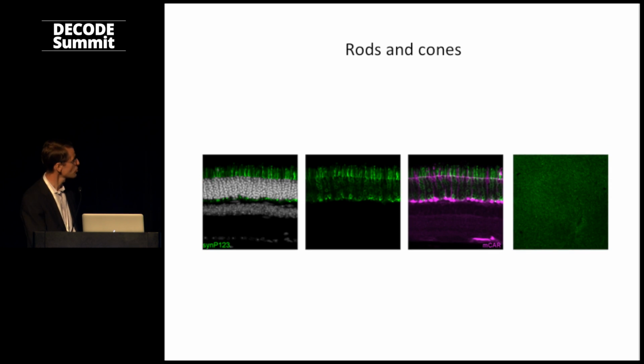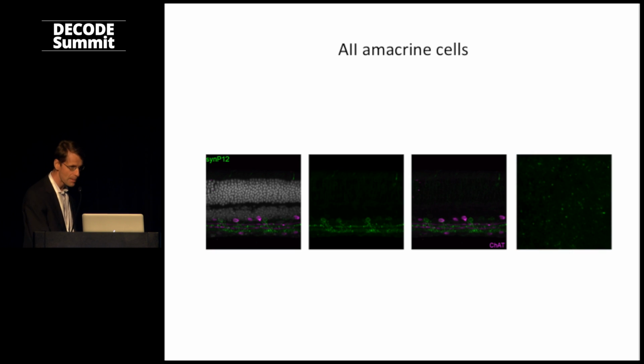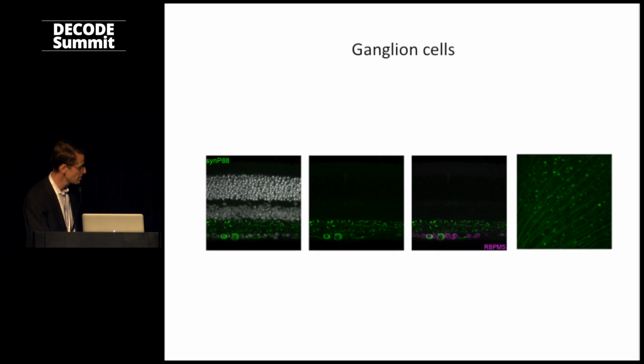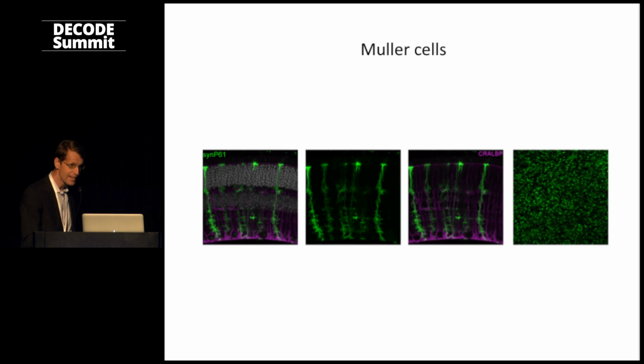Or then we can label rods and cones and absolutely nothing else. Or we can label a single type of inhibitory neuron, or ganglion cells completely specifically, or Muller cells, and I can go on and on. In at least 20 cases, we completely specifically label only a single cell type, so we don't have to do any more genetic knockouts or knock-ins with Cre and others. We can just use these vectors to bring in anything that fits an AAV.